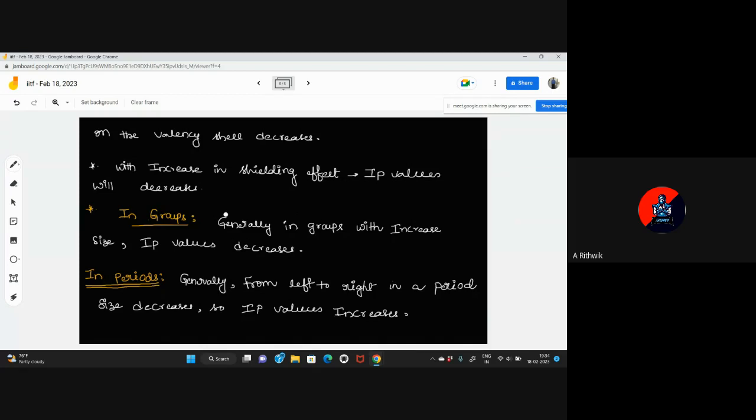Size will increase. If size increases, then IP value will decrease or increase? Decrease, sir. That one I have written. In a period, size will increase or decrease? Size decreases. Then what can we say about IP value? It increases. Done. That's all, no? Next one.